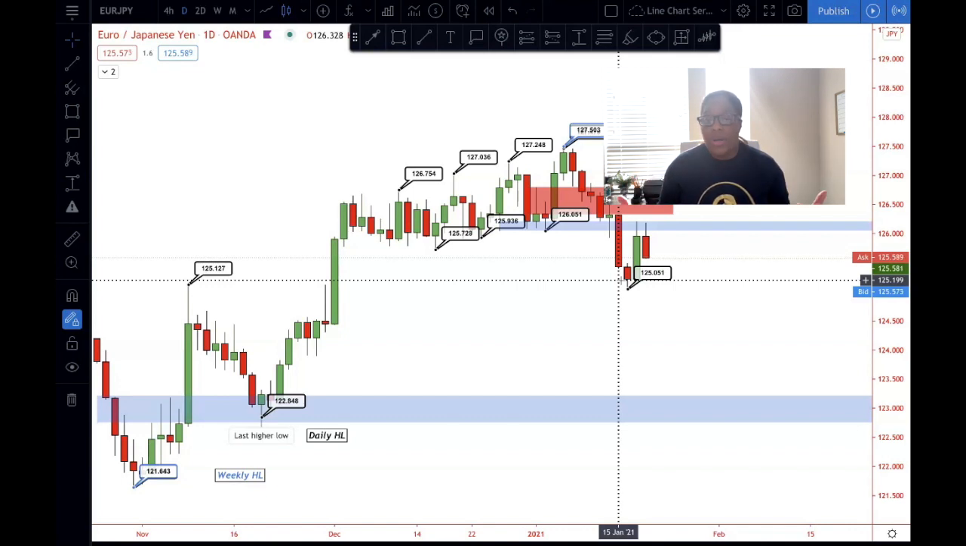And let me know, what do you guys think as well? What are you guys seeing? Are you seeing the same thing? Are you seeing something different? How can you add value to this analysis?